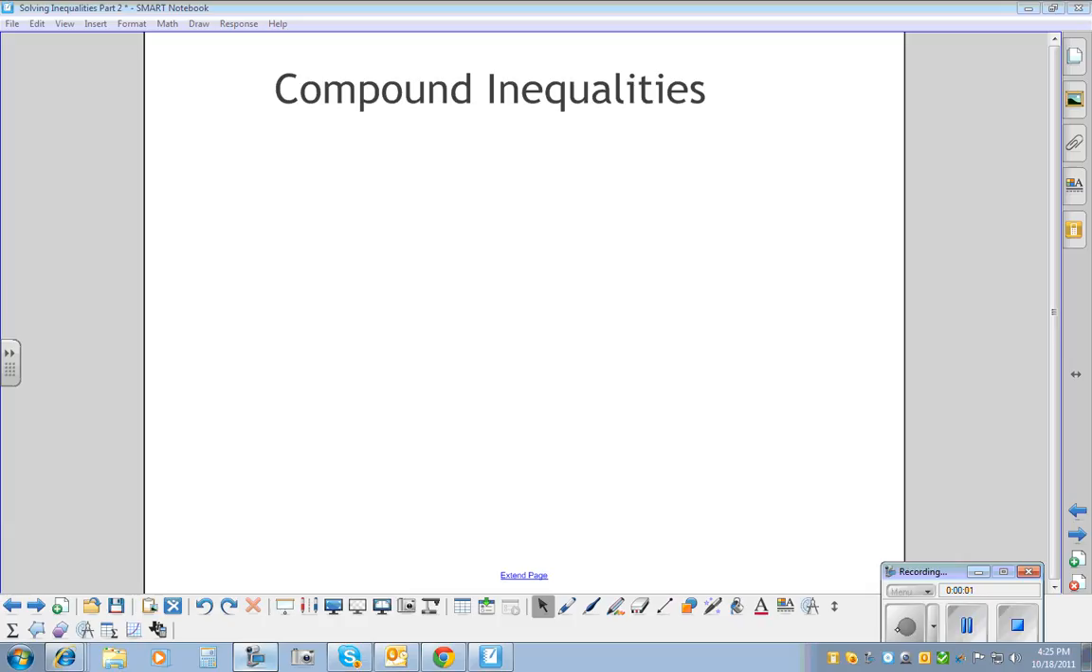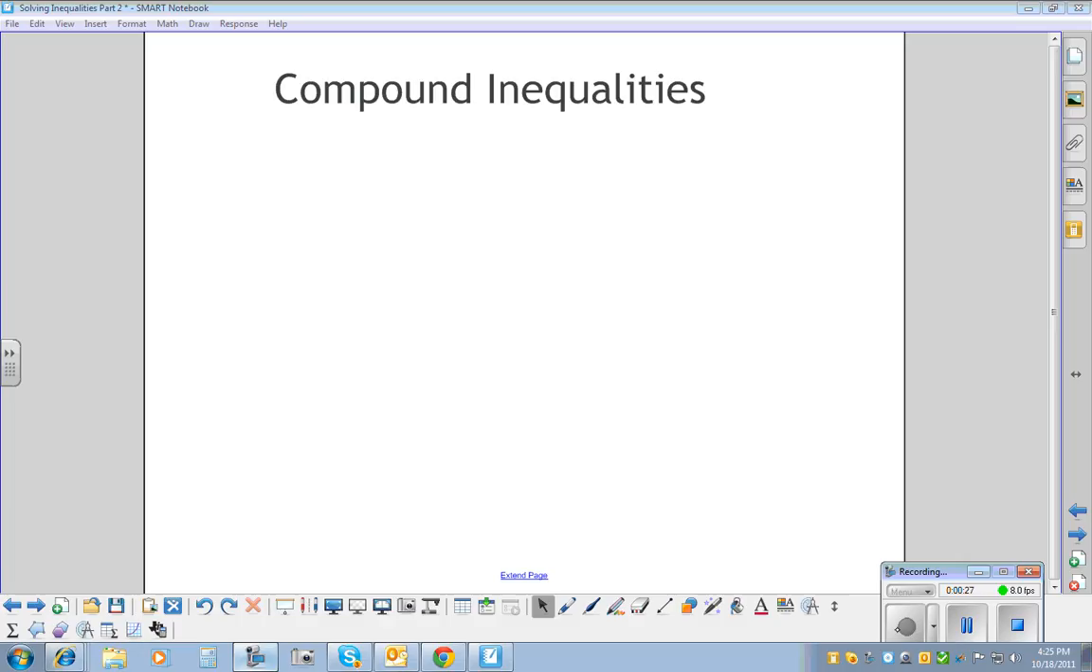Okay, so now we're going to talk about compound inequalities. Compound inequalities are a little bit more interesting. If something is a compound sentence, it's two complete sentences joined together by conjunctions like and or. And we'll only be using the and or conjunctions in math for now.